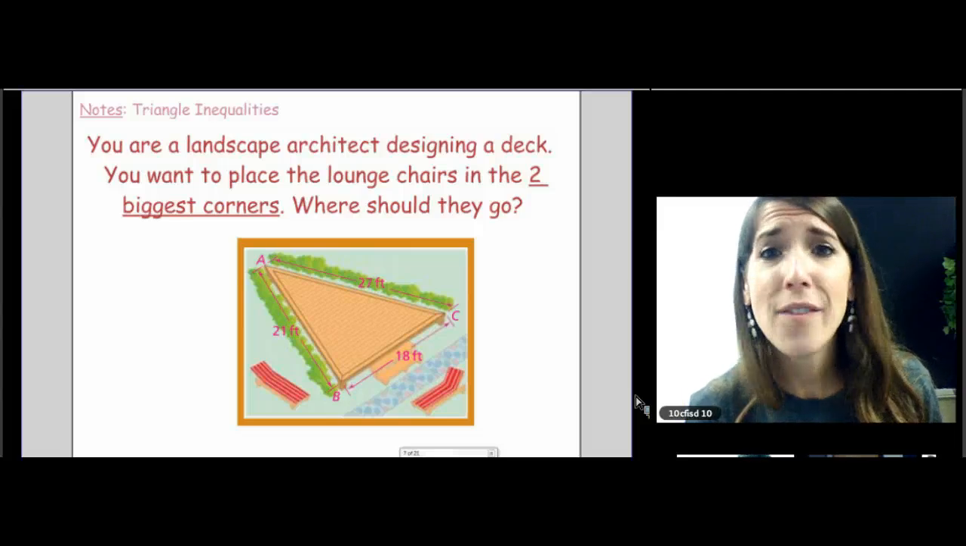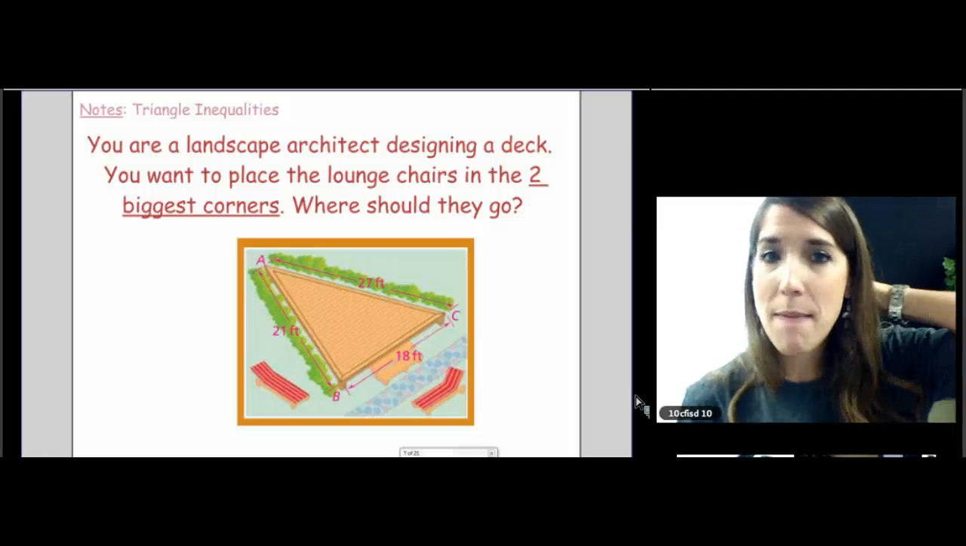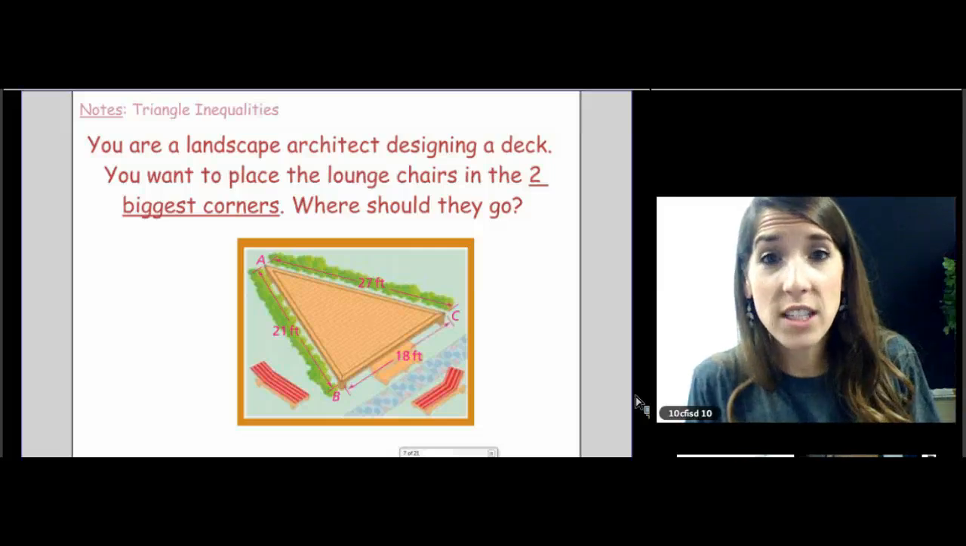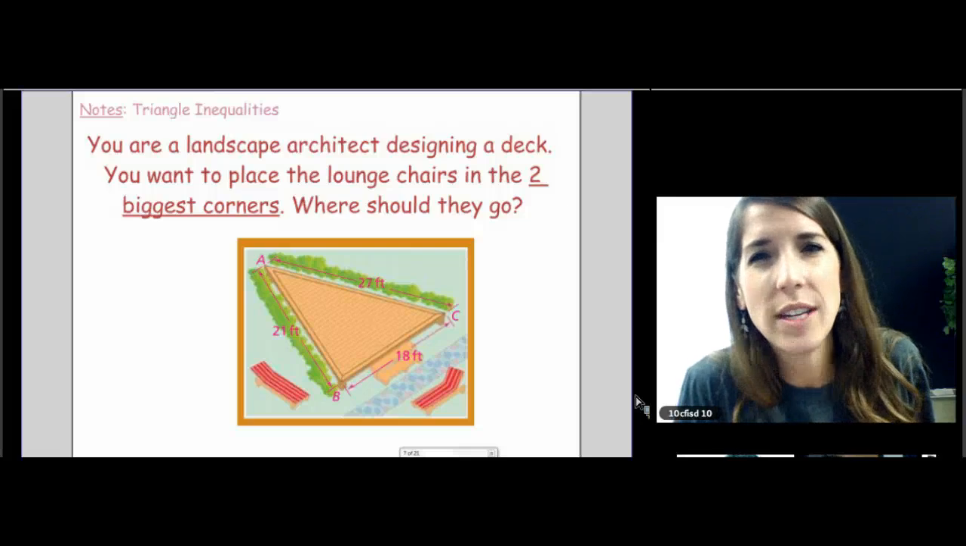Pretend that you don't have a life-size protractor. You can't walk up to those angles and measure them to find out which ones are the largest. So which ones are the largest if all you have are the sides? Because you do know how long the sides are because you designed this deck.